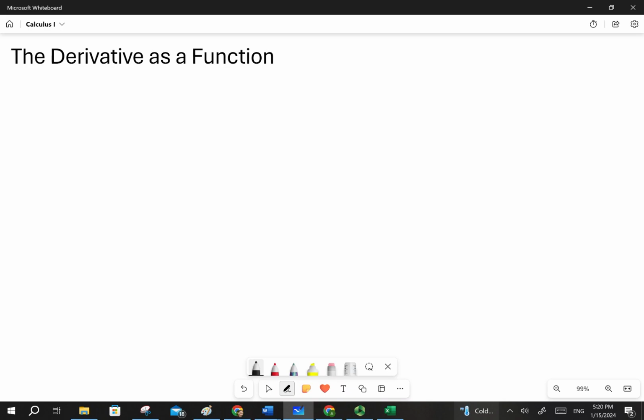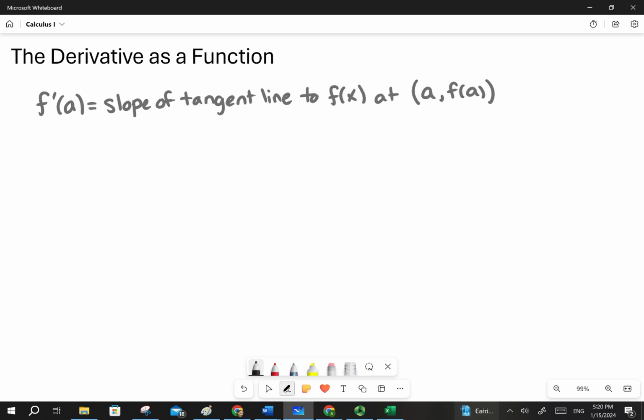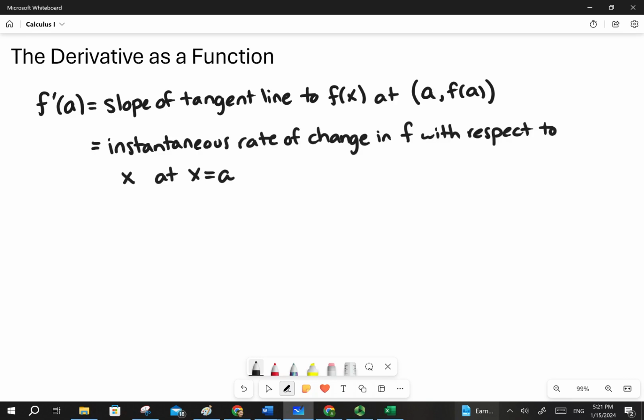Up until this point, when we've talked about the derivative of a function, we've only been looking at the derivative at one specific point. We've used the definition of the derivative of a function f at x equals a to find the slope of a tangent line at a point a, f of a, as well as to find the instantaneous velocity of an object at a specific moment in time, as well as other instantaneous rates of change.